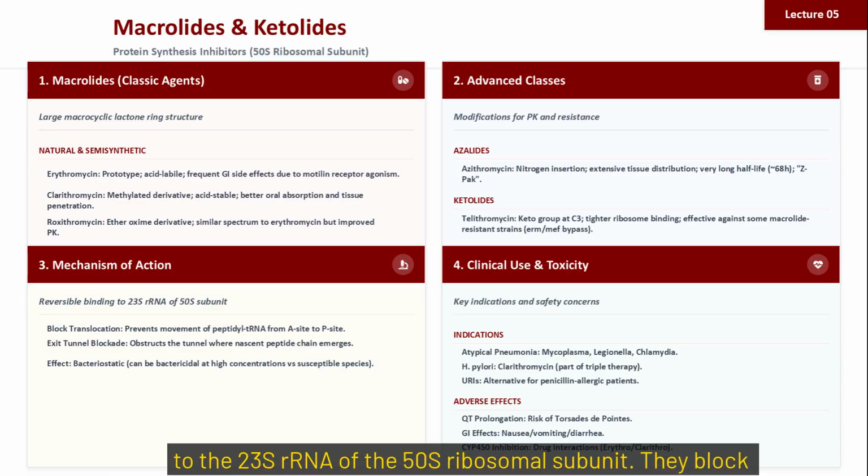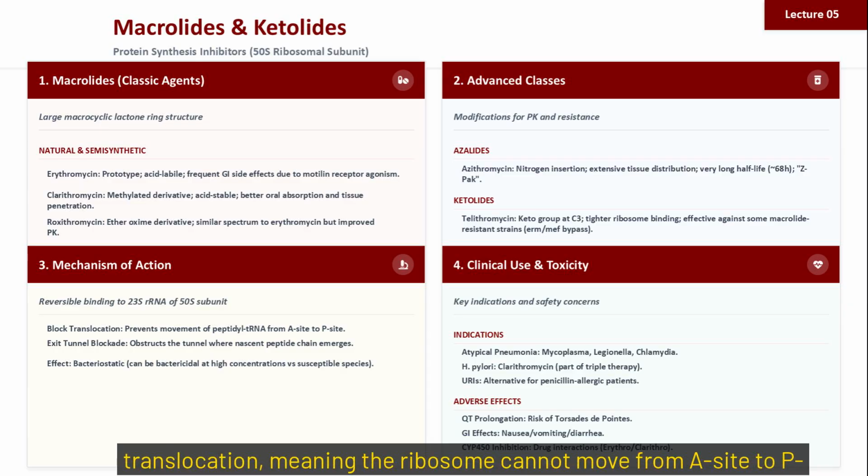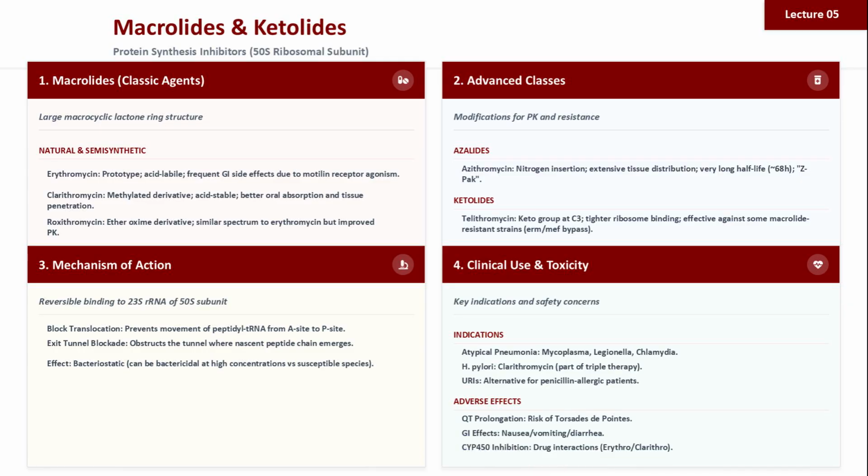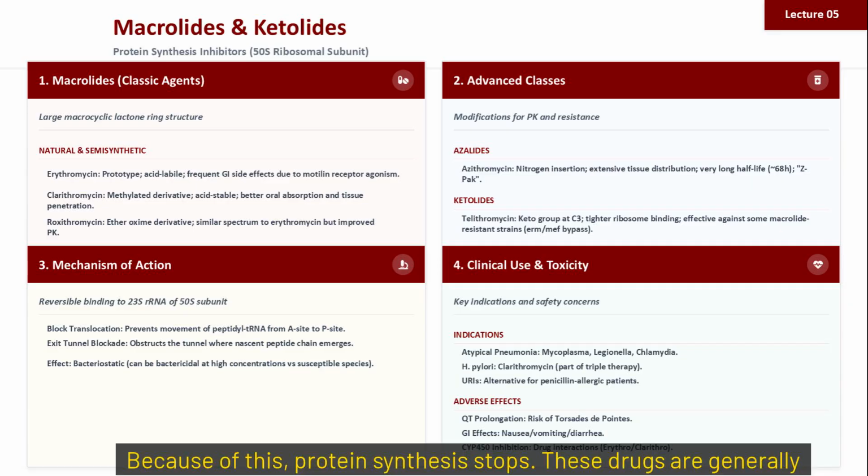Macrolides bind to the 23S rRNA of the 50S ribosomal subunit. They block translocation, meaning the ribosome cannot move from the A site to the P site. Also, they block the exit tunnel, so the growing peptide chain cannot come out. Because of this, protein synthesis stops.